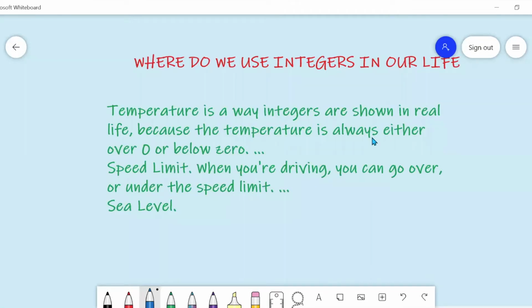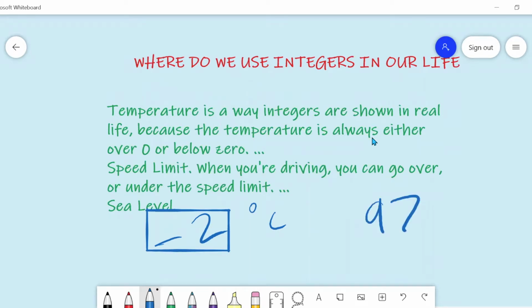Where do we use integers in our life? Temperature is an example of integers. Let me tell you why. Because we see in the temperature, like yesterday in Shimla, the temperature went to -2 degrees Celsius. -2 is an integer. So this is an example of an integer. And let's say our body temperature should be 97 degrees. So 97 is an integer.